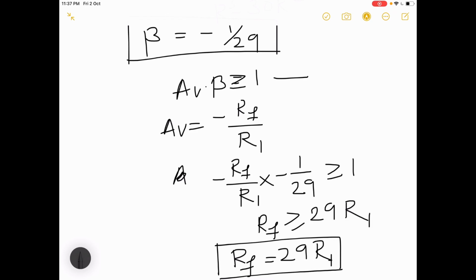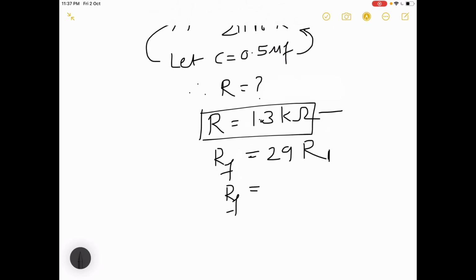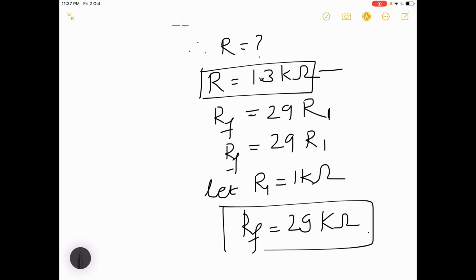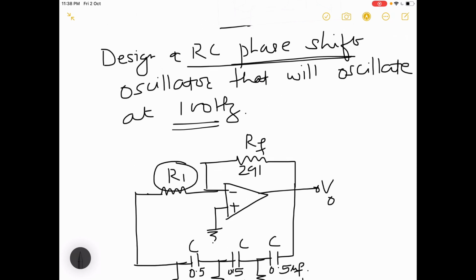So this is RF equal to 29 times R1. So here also I am taking R1. Okay, so I am assuming R1. Suppose my R1 is 1 kilo ohm. Let R1 equal 1 kilo ohm. So what is my RF then? RF is equal to 29 kilo ohms. So I got all the values and I have designed it at 100 hertz. Okay, so put the value of RF here, 29K, and R1 is 1K. Okay, so this is about the RC phase shift oscillator.